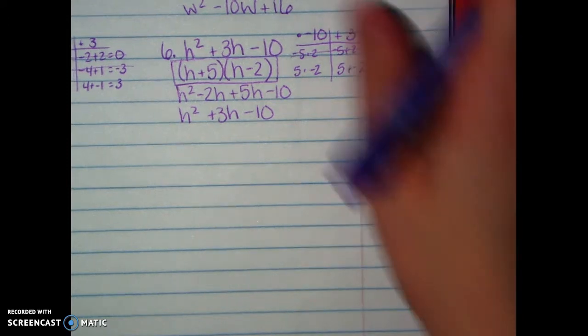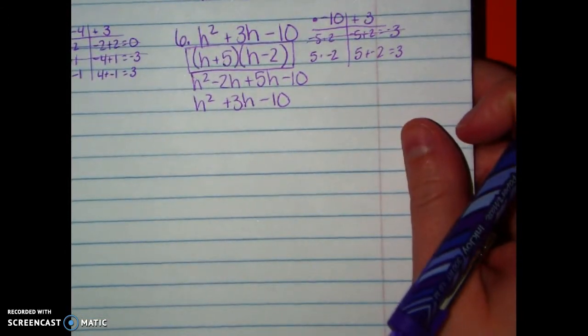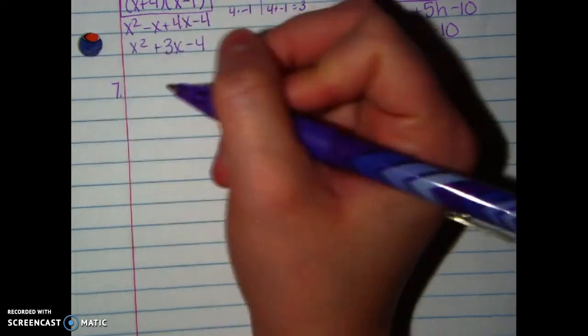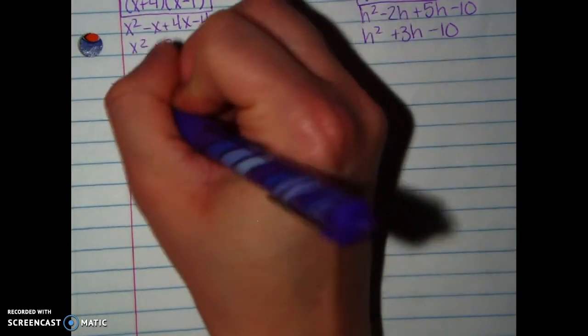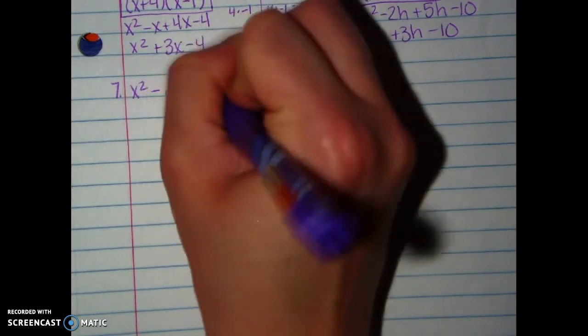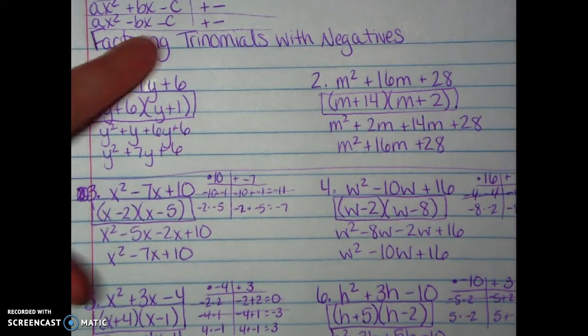Okay. Now I'm going to show you ones where they're both negative to start off with, so you'll still need one of each, one positive, one negative. So number 7. X squared minus 3x minus 18. So this one's a minus minus, so remember if you go up to the top, minus minus, you need one of each.